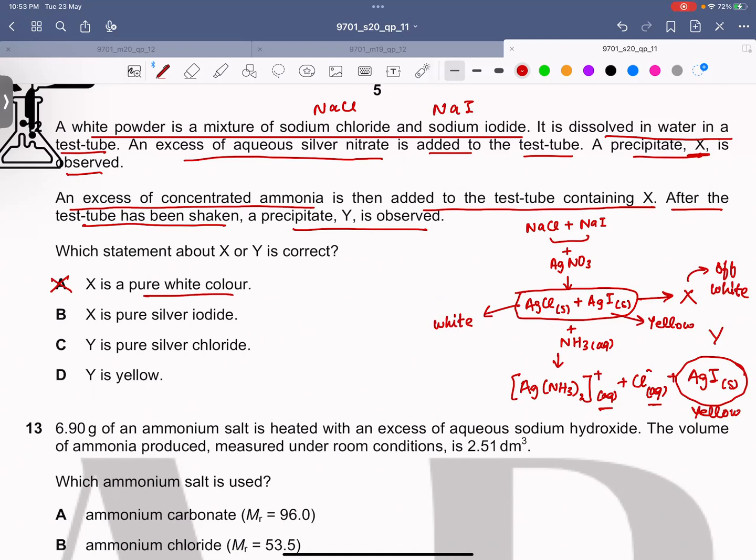X is pure silver iodide? No, it's wrong, because we already figured out that X is the mixture of silver chloride and silver iodide. Y is pure silver chloride? No, we have figured out Y is basically pure silver iodide. And as it is silver iodide, yes, it's yellow. So that is the correct answer. I hope everybody understood this. If anyone has any doubt, do ask.